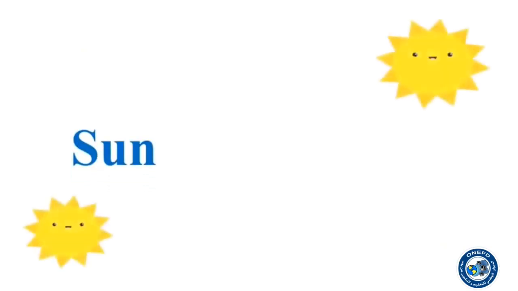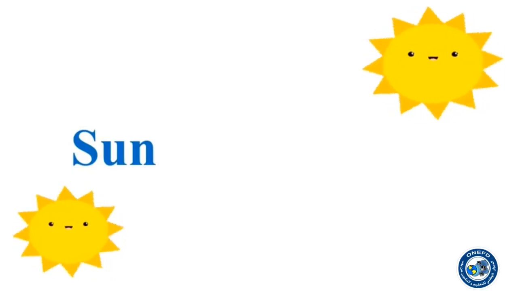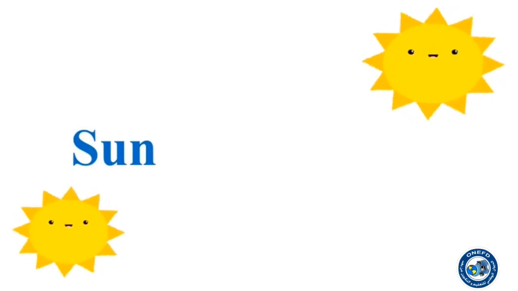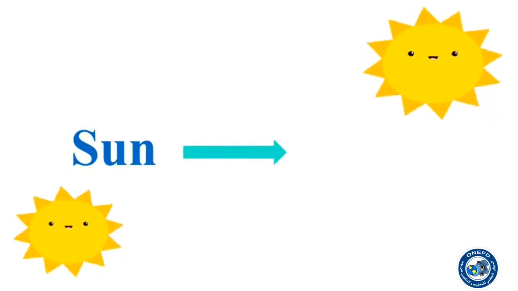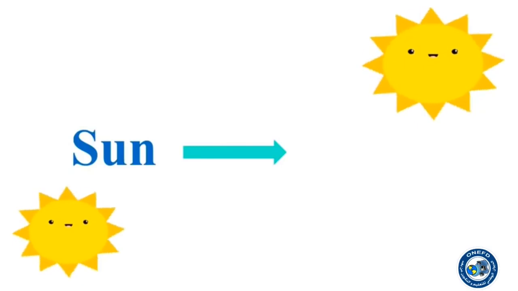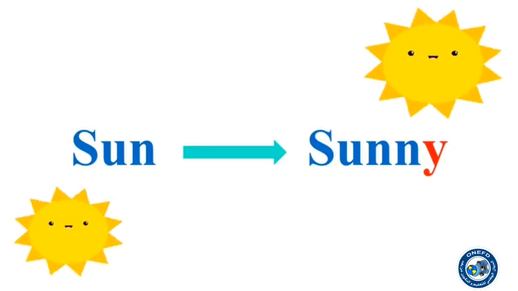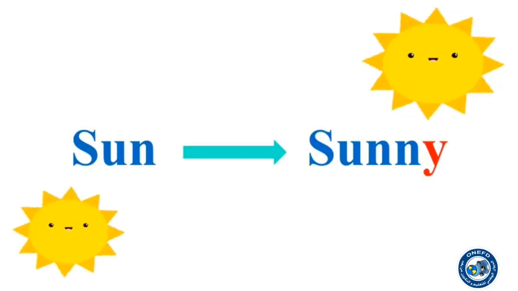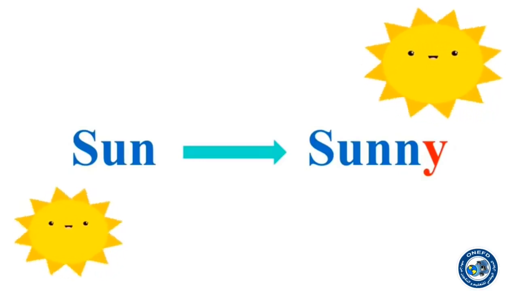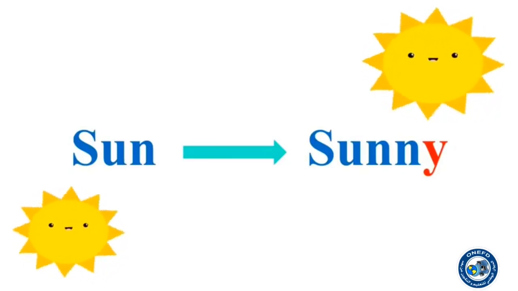Let's take another example. Sun. This is sun. Sun is a noun form. Let's see how to change it into an adjective. So, the weather is sunny. Sun, we change it into adjective, we say sunny. As you can see, we add the y at the end. So, sun, sunny.